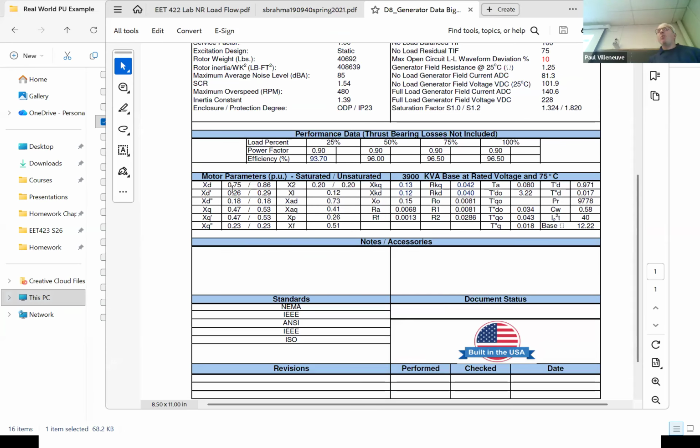If you had to make a wager as to which generator or which condition would put out more fault current, would it be when you have XD double prime, XD single prime, or XD without a prime?